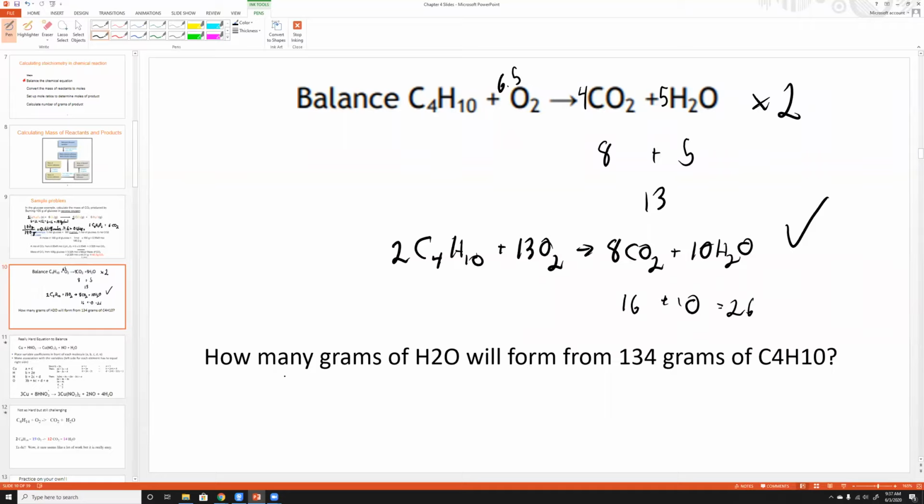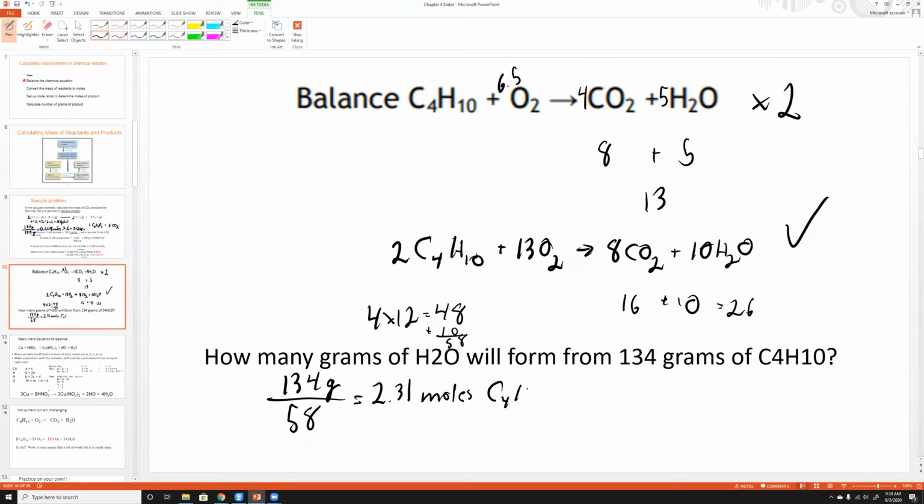So let's do it just like we did before. 134 grams divided by the molar mass of butane, which is 4 times 12, 48, plus 10 hydrogens, you get 58. So 134 divided by 58, and using my calculator, 2.31. That's 2.31 moles of C4H10.